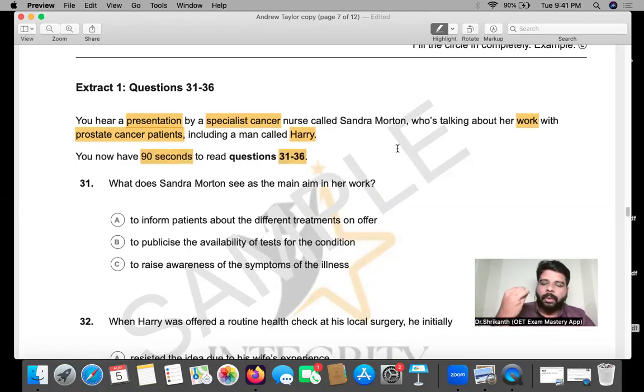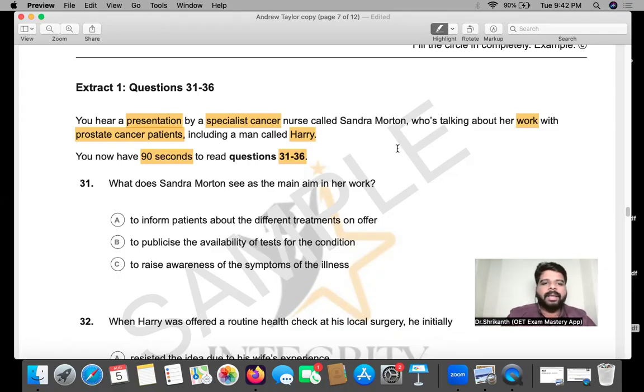Now, I must say we should really appreciate the OET because, compared to IELTS and TOEFL, which have a lot of different types of complex, confusing questions, the OET has given you just one specific type of question. And what is it? Multiple choice questions, just one. Part B, multiple choice questions, part C, multiple choice questions. So we should be really grateful to OET.